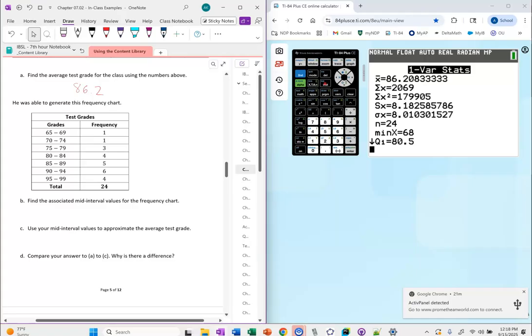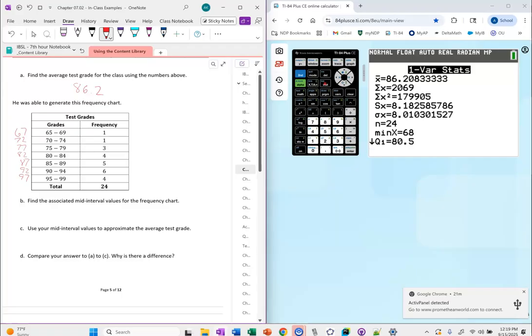All right. Now let's find the associated mid-interval values for the frequency chart. What's the mid-interval value for 65 to 69? 67, right? Just the middle value. And the next one, it would be 72, and so on and so forth, right? Everybody happy? Use your mid-interval values to approximate the mean. So what do I have to do that? Do I just add up those mid-interval values and divide by 7? No, even though several of you did that on your activity.